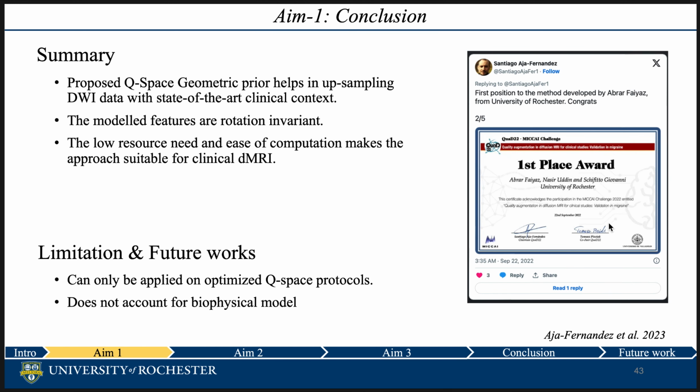So in summary, we proposed a Q-space geometric prior that helped in upsampling the diffusion weighted image data while keeping the state-of-the-art clinical context. The model features were rotation invariant, which meant that we needed fewer resources to train our model, and the computation was easier and suitable for clinical diffusion MRI. The limitation with this kind of approach was that it could only be applied on optimized Q-space protocols and did not account for biophysical models.